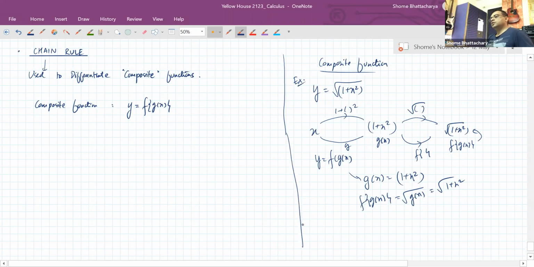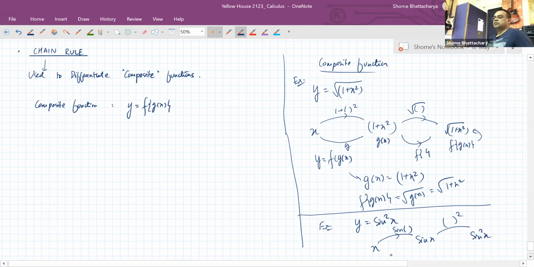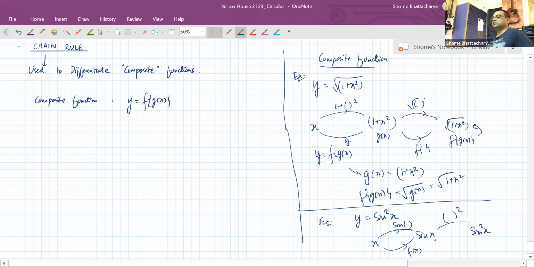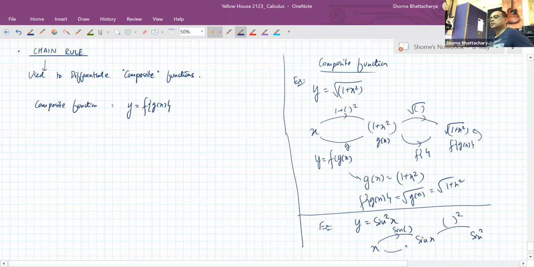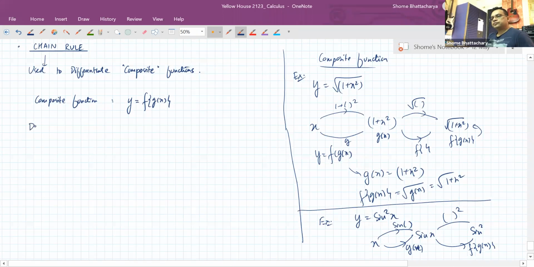Or another example of a composite function. Suppose we have y is equal to sine square x. What we have done is on x, we have first operated sine, so we have got sine x. And then on that we have operated the function whole square. So we've got sine square x. So this is our f of g of x. When we have a composite function like this, the differentiation is done by application of what is called the chain rule.